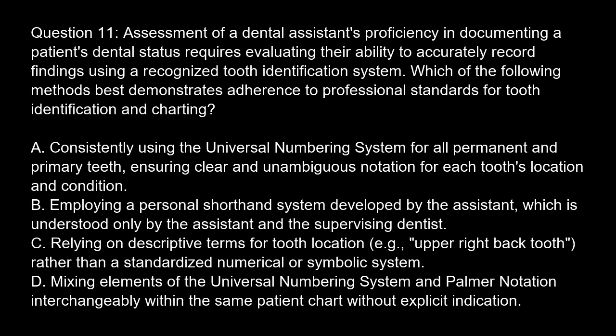Option B. Employing a personal shorthand system developed by the assistant which is understood only by the assistant and the supervising dentist. Option C. Relying on descriptive terms for tooth location, e.g., upper right back tooth, rather than a standardized numerical or symbolic system. Option D. Mixing elements of the universal numbering system and Palmer notation interchangeably within the same patient chart, without explicit indication.